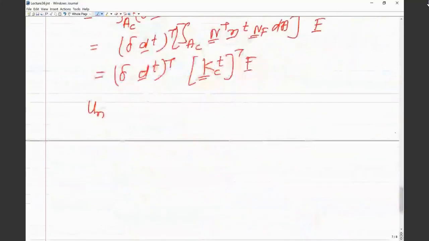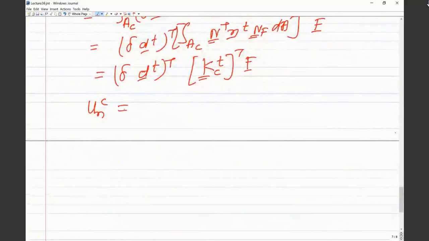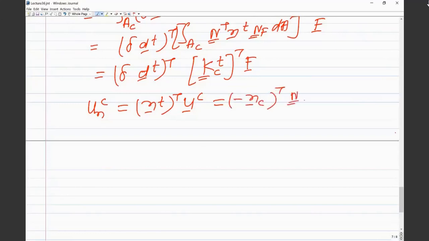So now coming to the contactor body. We have UNC. By definition, we already defined it when I was writing the virtual work for the contactor body. That was NT transpose into UC. And I am going to do a little trick over here, to bring in some relationship between the various stiffness matrices we are getting. So I'm going to write NT as minus NC. So this will be equal to minus NC transpose into UC, and UC is of course the interpolation matrix N into the elemental degrees of freedom for the contactor body, DC.